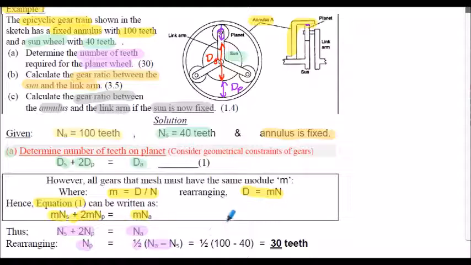And I get half of NA minus NS is the equation. So putting my numbers in for the gear wheels, that will give me 30 teeth on the planet. So that's like a geometrical constraint there, and that crops up in some of the questions. We need to find the number of teeth, because without the number of teeth we won't be able to find the velocity ratios. So that relationship in equation 1, we'll see that kind of thing crop up in other questions.